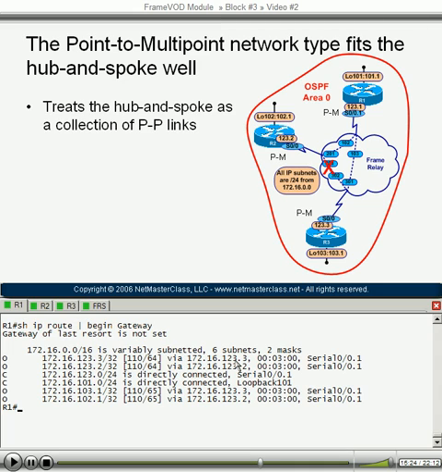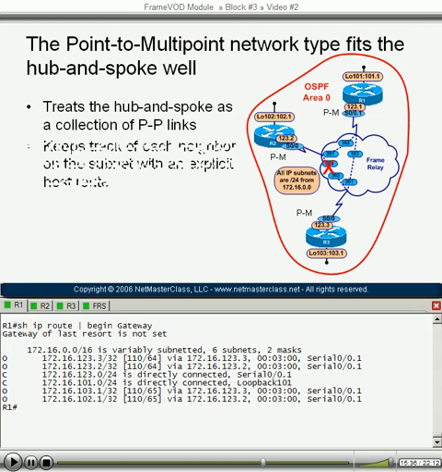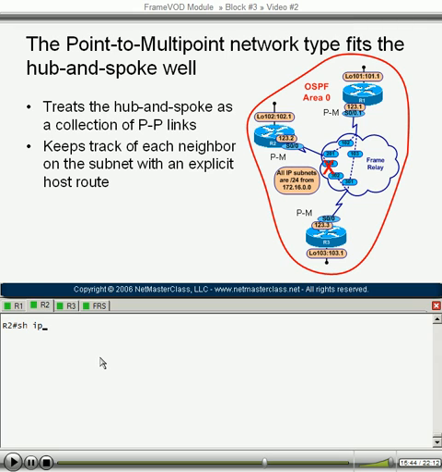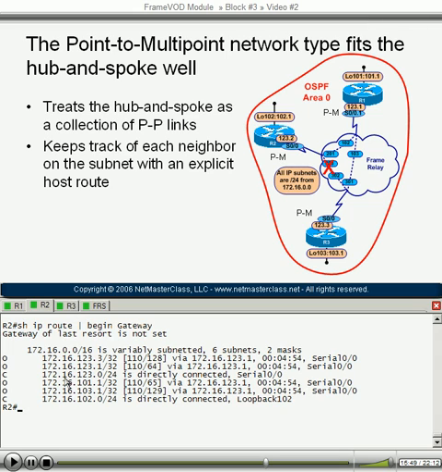It is these host routes that allow R1 to treat the multipoint frame relay interface as if it was actually two point-to-points. Each router on the shared subnet is represented by an explicit route. To get a feel for how this can help us, let's take a look at the routing table on R2. Note the host route to 123.3 with a next hop of 123.1. This says that to get to the other spoke, we have to go through the hub.